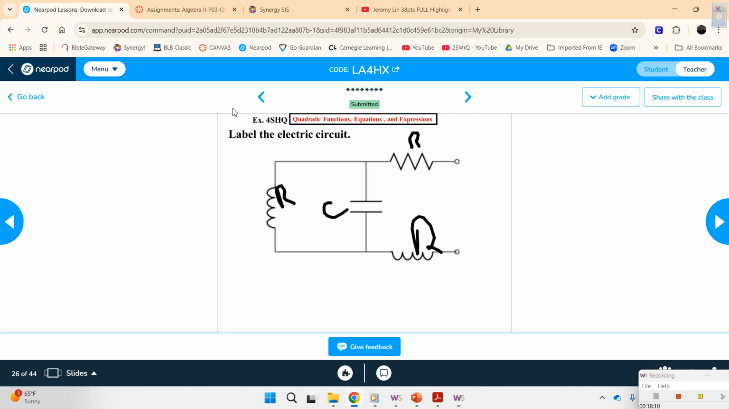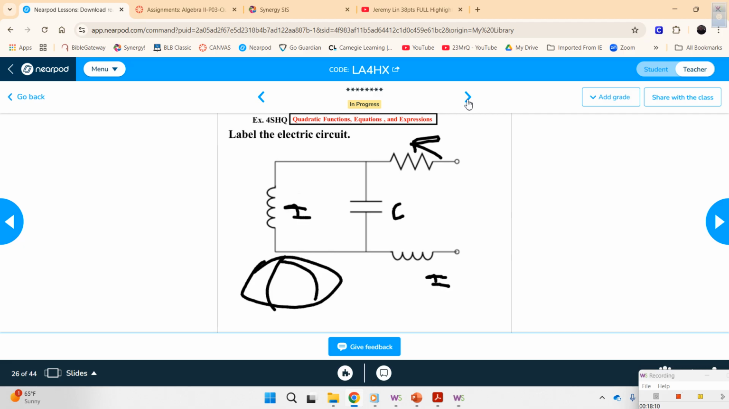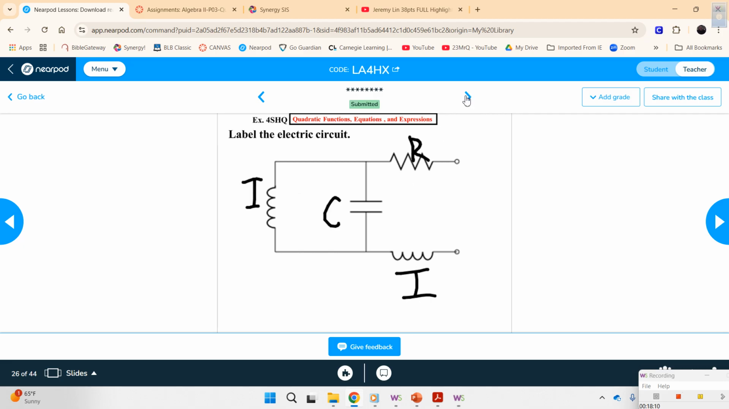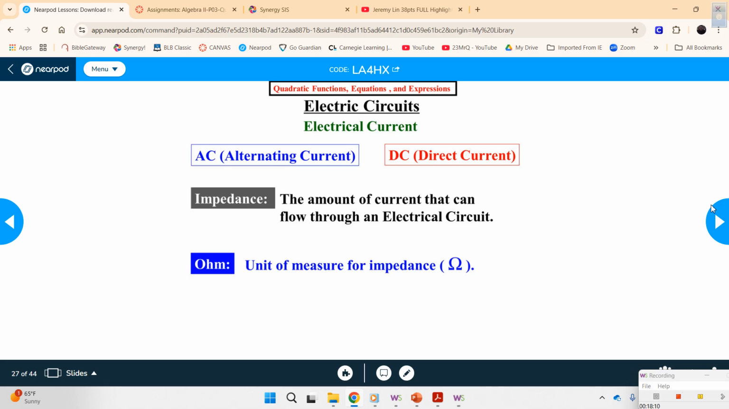Okay, so you guys got to make sure that these are kind of like V's, whereas these are kind of like waves. All right, I think we got it. So, that brings us to here. All right, writing utensils down, look up to the screen.